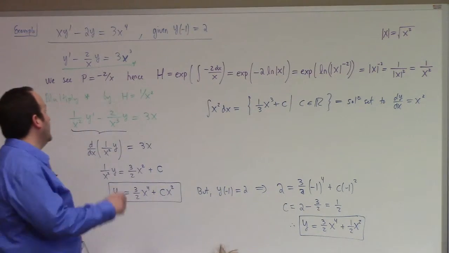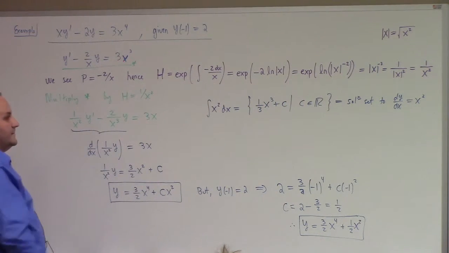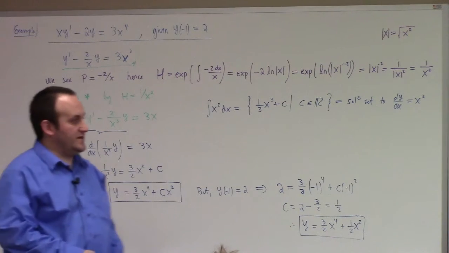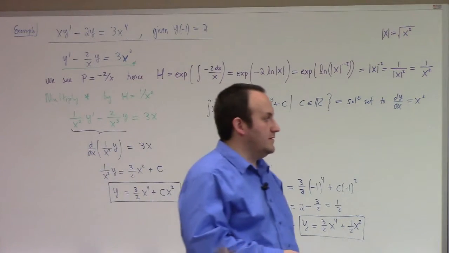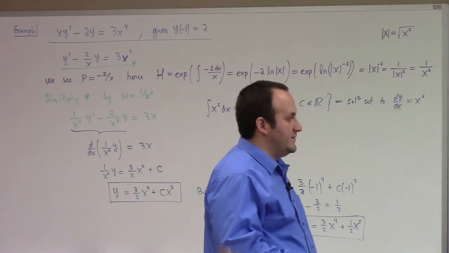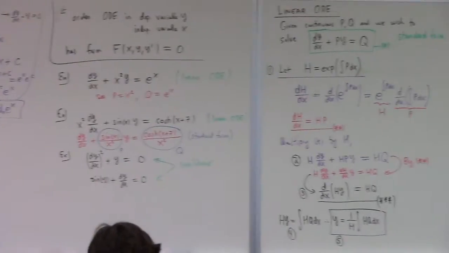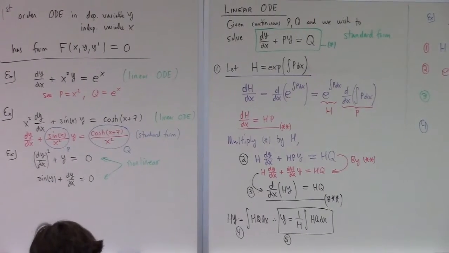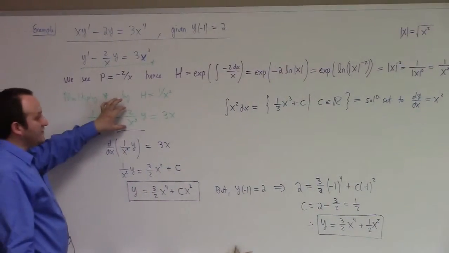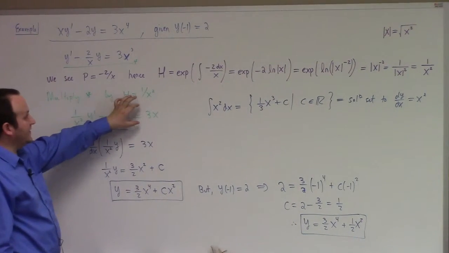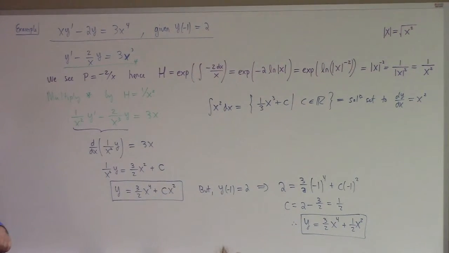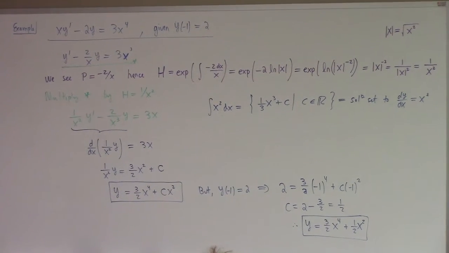So now I go back to the differential equation. I have now earned the right to do step number 2. We're going to multiply the differential equation by the integrating factor. So 1 over x squared y prime minus 2 over x cubed y is equal to 3x, because 3x cubed over x squared is 3x. And this is where the magic happens.